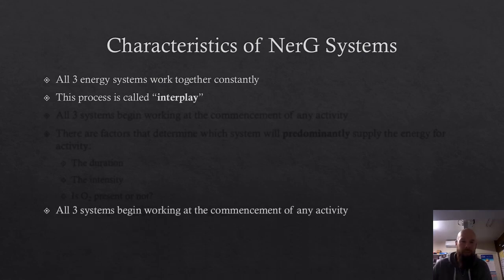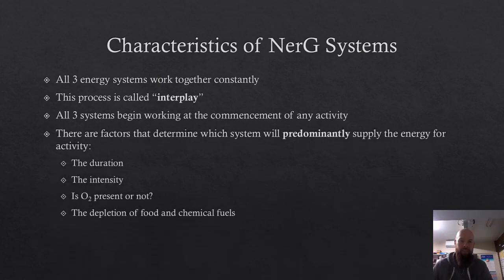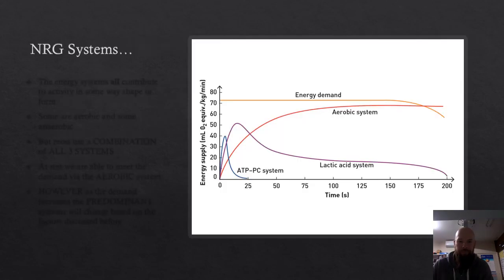Anyway, back to this. So they all start working together at the start of any activity. They're all doing their bits and pieces dependent on a number of things, and the factors that determine what's going to be predominantly supplying the energy are things like the duration, the intensity, oxygen being present or not, and the depletion of food and chemical fuels. So at any point any one of those things can change, and then it will ultimately change which energy system is supplying the energy.